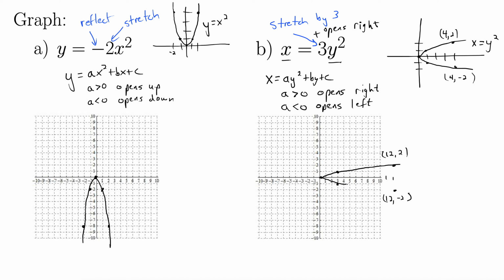Something like this. There we go. Stretched out, opening to the right. It's just a new way of thinking about parabolas as opening to the right and the left instead of up and down. They're still parabolas, but note that this is not a function. This would fail the vertical line test.